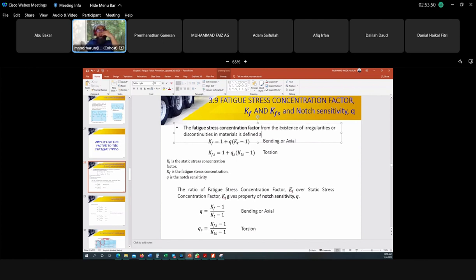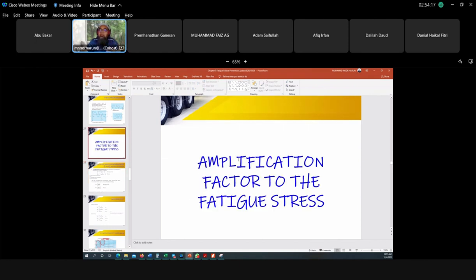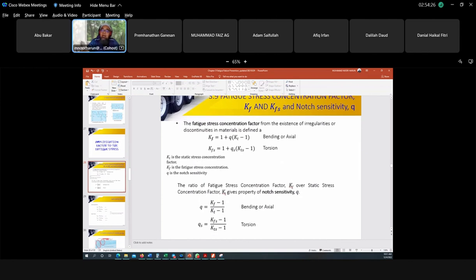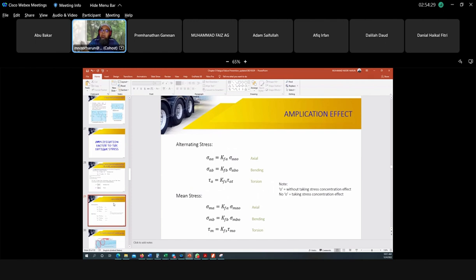So kalau ada discontinuities or irregularities, that point will be the place for stress to focus on. So the stress will like assemble, gathered in that particular area. So waktu kita kena, stress tu akan jadi besar. Sebab tu kita panggil amplification factor. So dia akan jadi besar lah bila kita darab dengan Kf. Okay, ada lagi soalan?